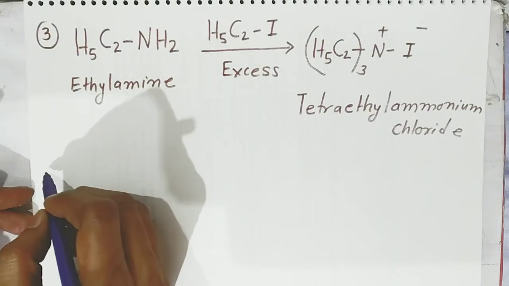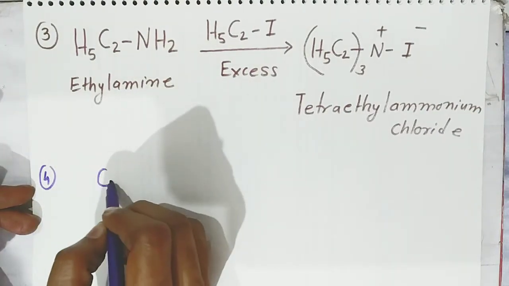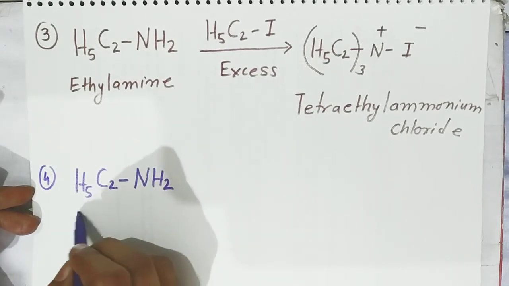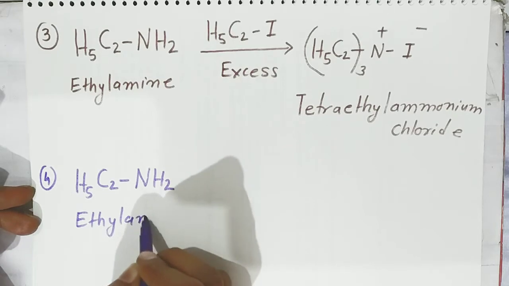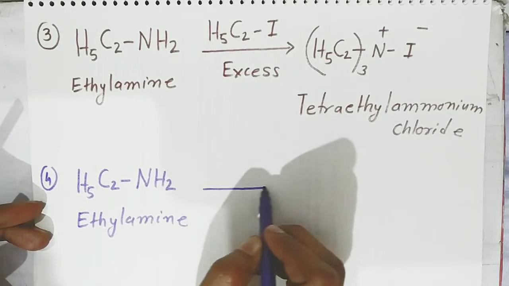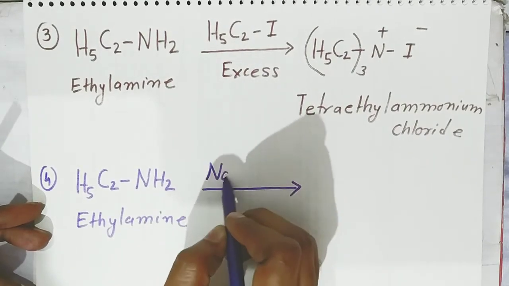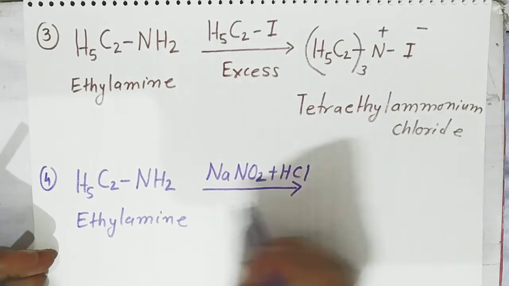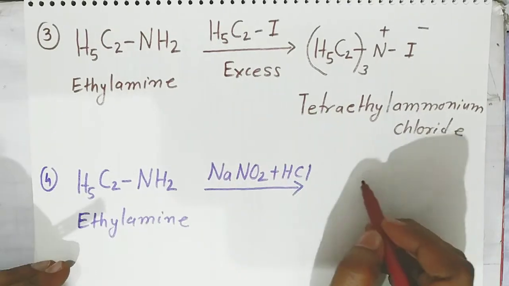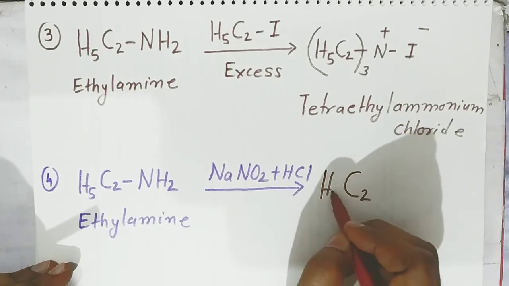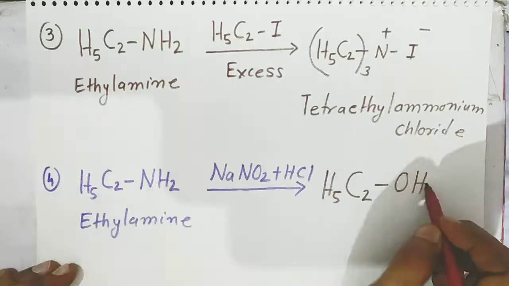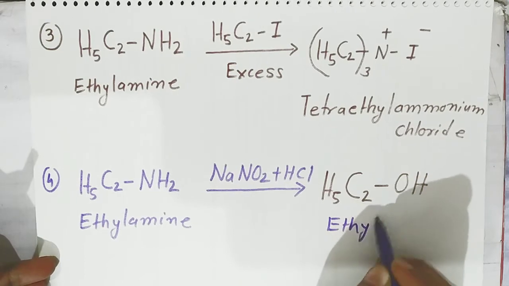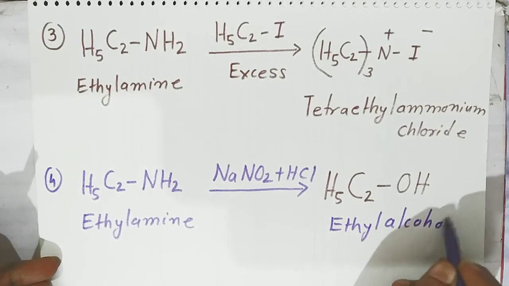Now same ethylamine, students. Fourth reaction, students, we are taking C2H5NH2, ethylamine, reacting with nitrous acid, NaNO2 and HCl. So what happens, students? It will form ethyl alcohol. This ethylamine is now converted into ethyl alcohol, which is very important, students. We got alcohol. Which type of alcohol? Because we are using ethyl, this is ethyl alcohol. The product is ethyl alcohol.